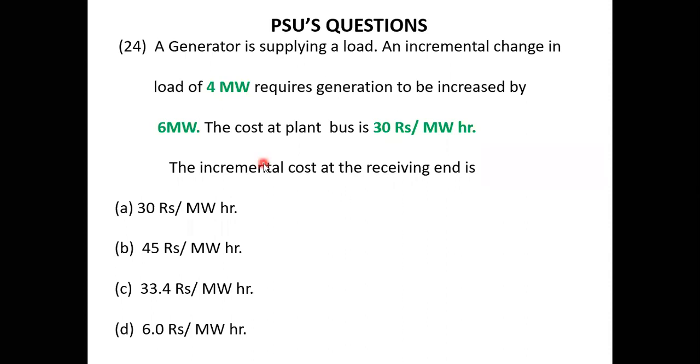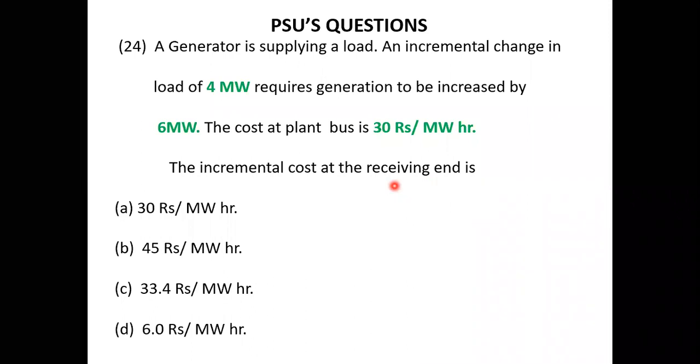So try to understand this 30 rupees per megawatt hour. It is a cost at the plant side. Plant side means generation side. But what they are asking is the incremental cost at the receiving end. At the generation side, we know that is 30 rupees per megawatt hour. And coming to the receiving end, what is the value of incremental cost?